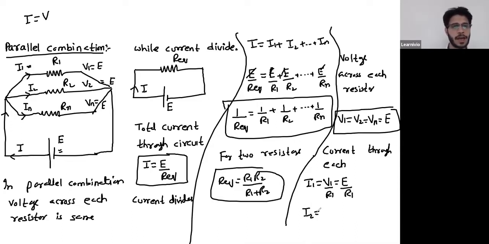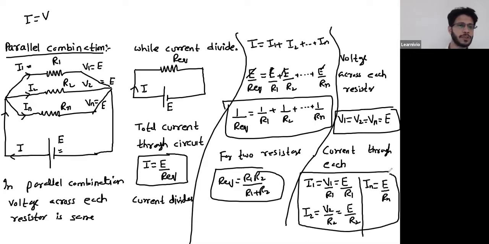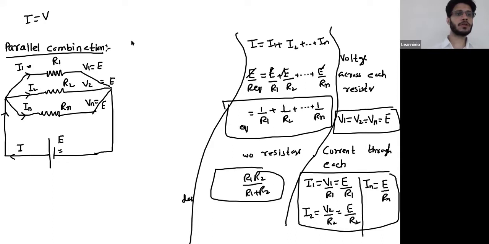Similarly, you can write I2. It's V2 by R2, which is E by R2. Similarly, In is E by R. So these are some relations that we will use in numericals. Just note it down. For power, we will use the formula for power dissipated across each resistor.